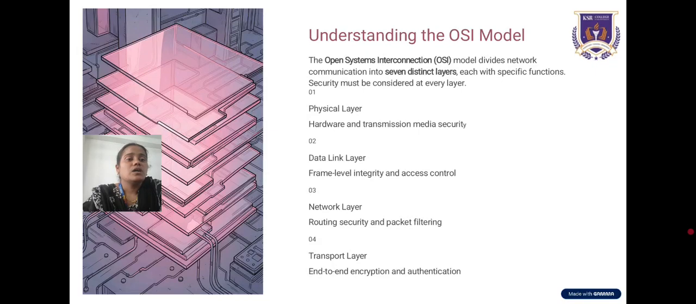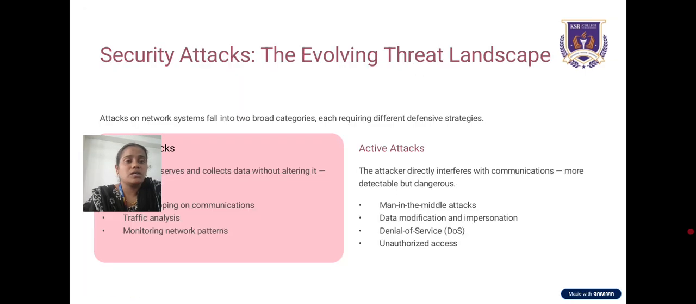The model divides network communication into 7 distinct layers, each with specific functions. Security must be considered at every layer. First layer is the physical layer. Physical layer means hardware and transmission media security. Second one is the data link layer, which defines frame level integrity and access control. Third one is the network layer. Network layer means routing security and packet filtering. Fourth one is the transport layer, which means end-to-end encryption and authentication.